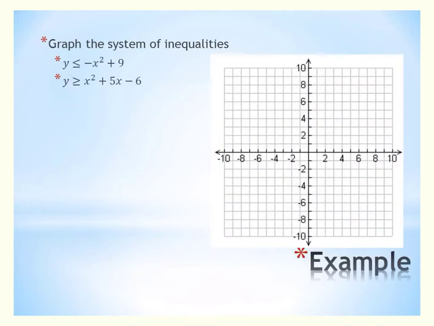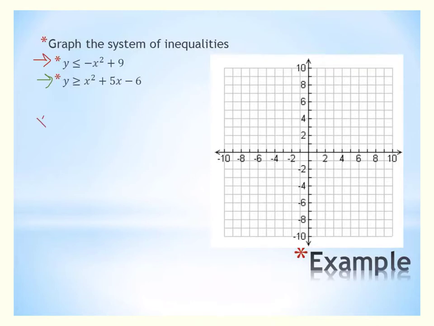Alright, so here's your example for a system of quadratic inequalities. And you're just going to graph them both on the same coordinate plane and shade darker where they overlap. If you have colored pencils, this would be a good time to use those. I'm going to make the top one be red and the bottom one be green.